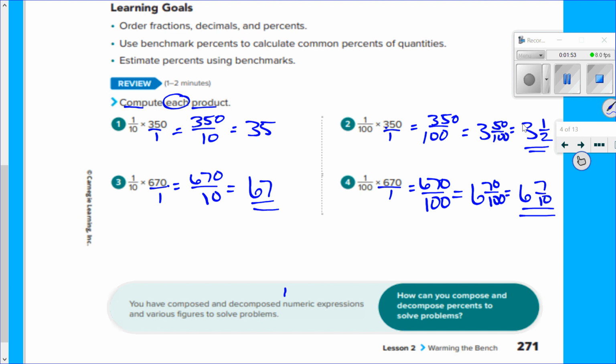Should be pretty easy, guys, when we're dealing with tens and hundreds, which is part of what makes percents so nice to use, because it's dealing out of hundreds.